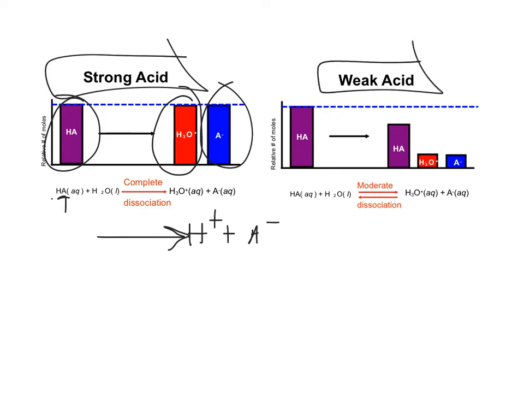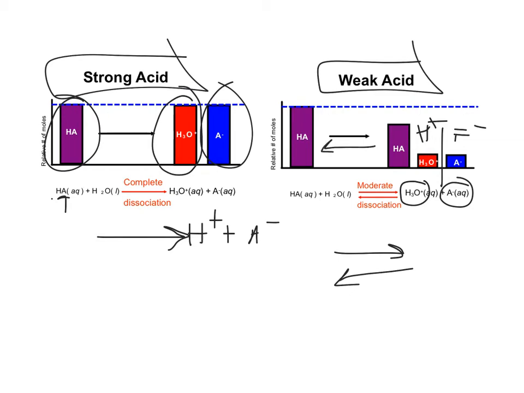Comparatively, a weak acid, they want you to draw a two-way arrow. So when you place a weak acid in water, it's partially going to ionize. You're going to have a split from the hydrogen and whatever was the anion. But then you're going to see the reaction reverse itself, and it's going to go back to being an acid. So it only partially dissociates.